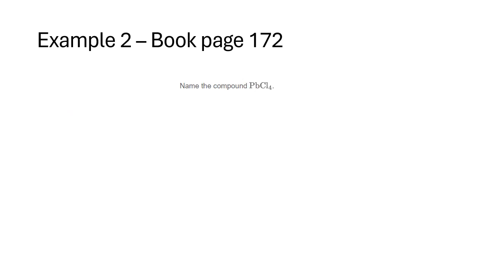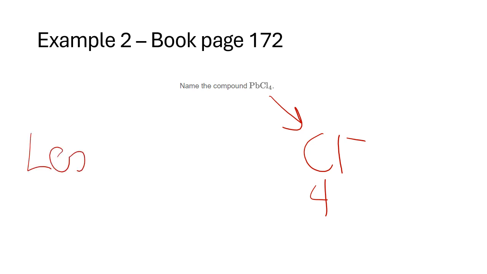Compared to this one, Pb, that's in group 14. We don't know the charge. We don't write anything at the top of that carbon. We don't know, then we need Roman numerals. Chlorine is a -1. We have 4 of them. So lead has to be lead 4 chloride.